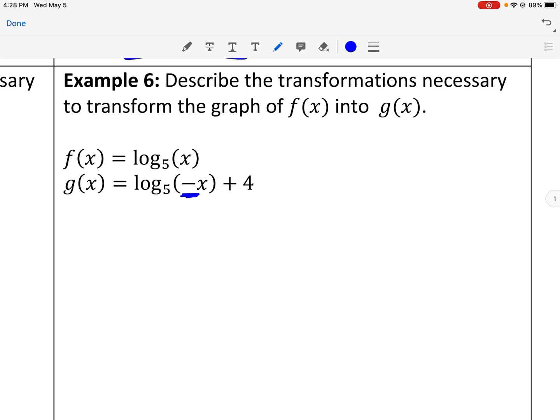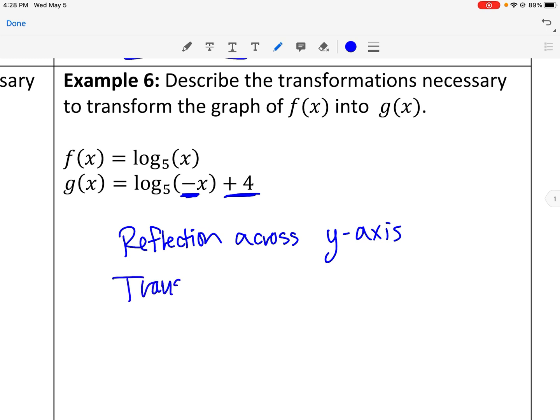Guess we'll go in order here. So the first one I notice is this negative, and it's just the x that's negative, not the whole function. So that means it's a reflection across the y-axis if it's just the x values that are changing. And then we have this plus 4 is new, and it's just sitting at the end, not on the inside with the x. So this is a translation up 4.